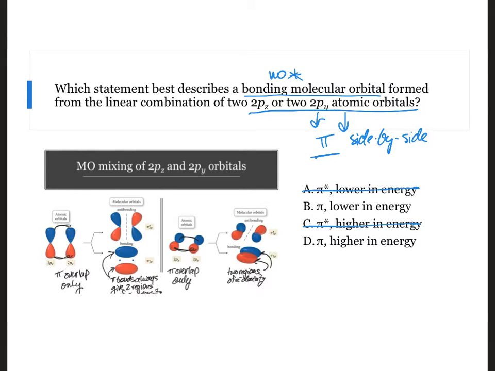Now we have to decide, is this bonding MO lower or higher in energy? Bonding molecular orbitals always offer some sort of a payoff in energy, so that tells us it has to be lower in energy. Otherwise, there's no reason for the molecule to do this.